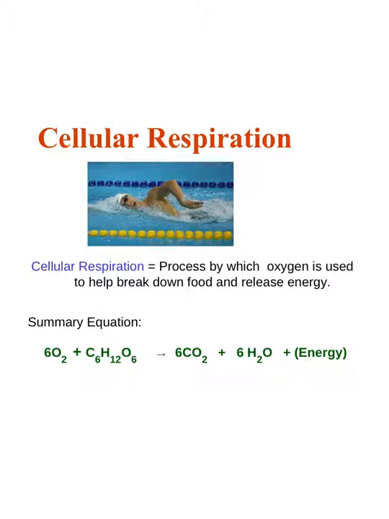If we look at the summary equation below, you'll probably notice that this is really similar to photosynthesis. As a matter of fact, if we take the summary equation for photosynthesis and turn it backwards, we've got cellular respiration. The products of photosynthesis, glucose and oxygen, are actually the reactants for cellular respiration. The products of cellular respiration, CO2, water, and energy, are going to be the reactants for photosynthesis.